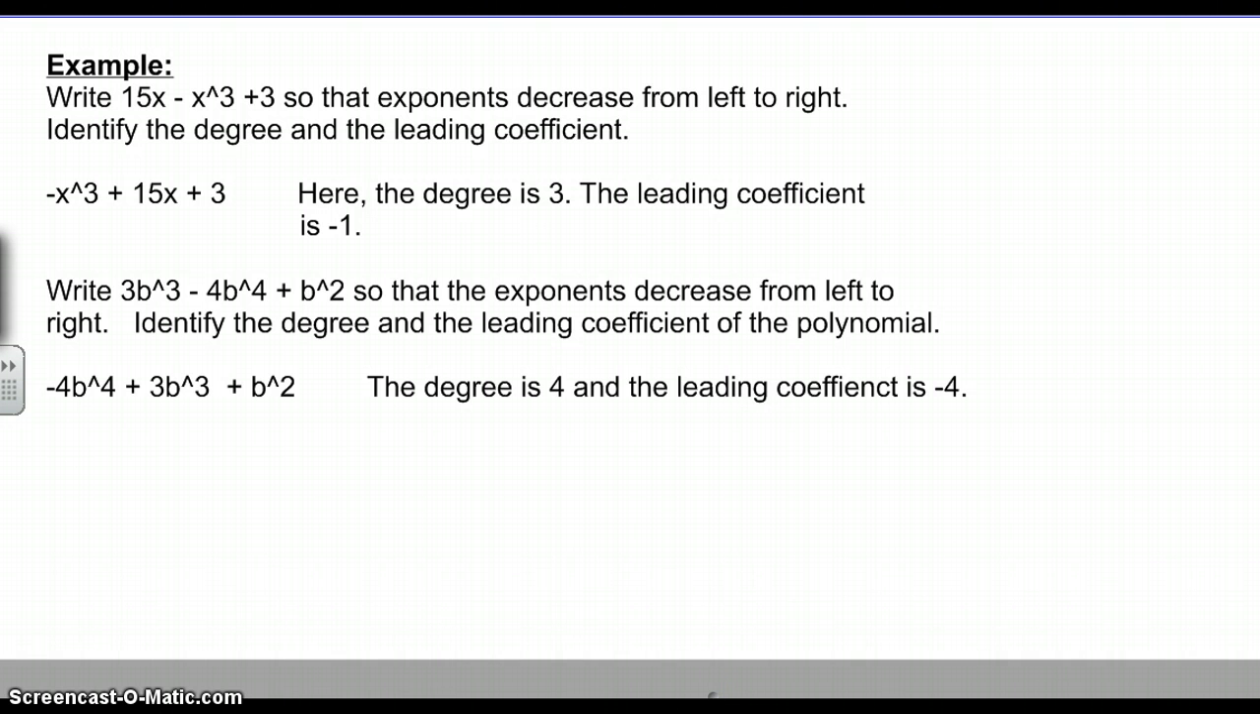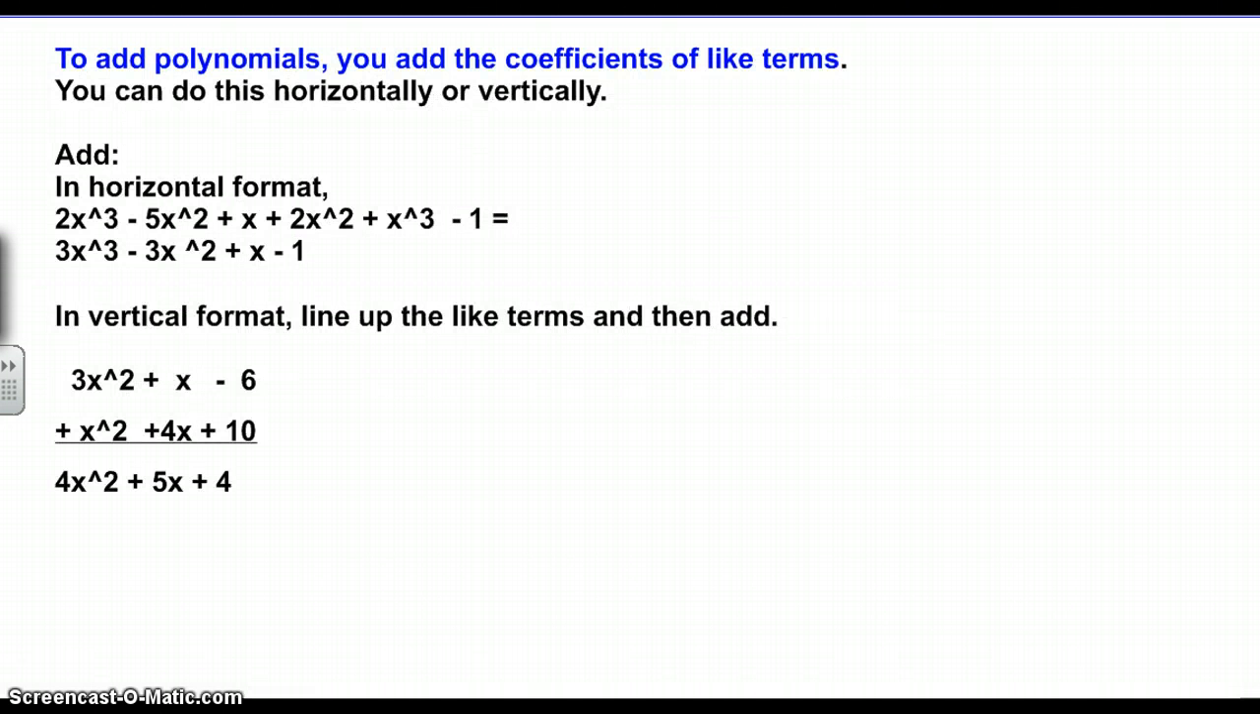Let's take a look at the next slide. To add polynomials, you have to add the coefficients of like terms. And remember, like terms have the same base and they're raised to the same exponent. That's what a like term is. So 2x squared plus an x squared, you can add those together because the x squareds are the same.